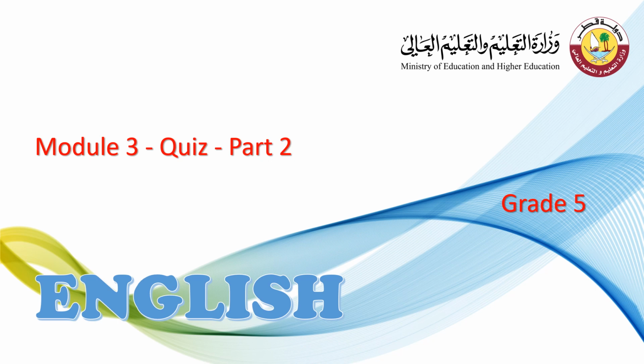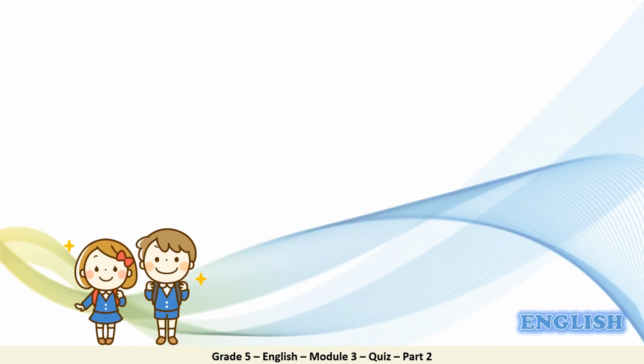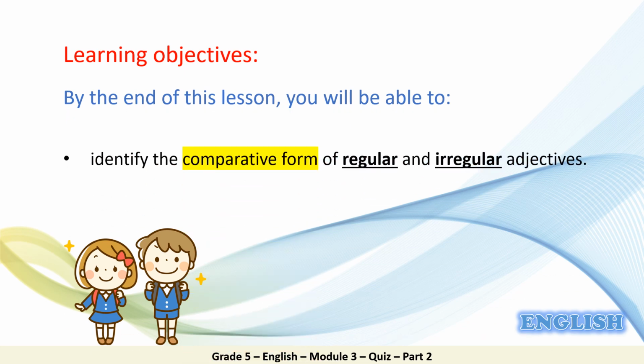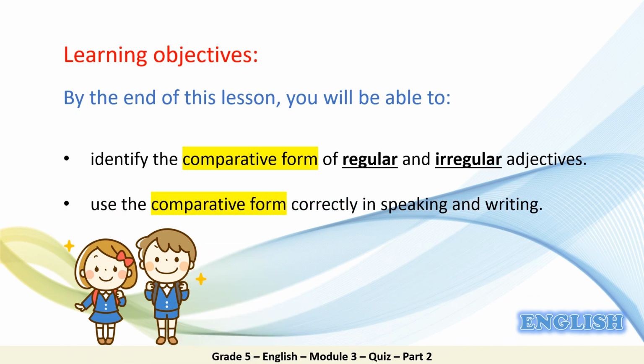Today, we will continue studying Module 3, Quiz Part 2. Our lesson today is going to be based on the previous lesson, but we will be looking at the grammar. Let's take a look at our learning objectives for today. By the end of this lesson, you will be able to identify the comparative form of regular and irregular adjectives. Use the comparative form correctly in speaking and writing.